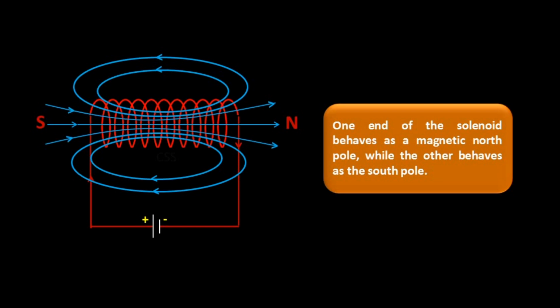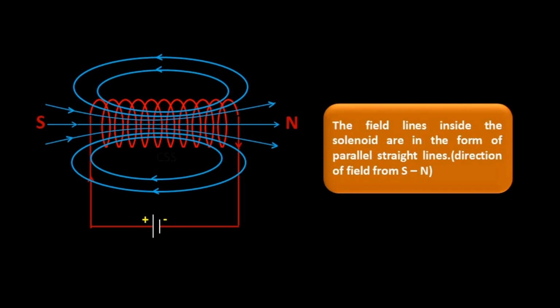One end of the solenoid behaves as a magnetic north pole, while the other end behaves like a south pole. It is similar to a bar magnet. The field lines inside the solenoid are in the form of parallel straight lines. They are almost parallel to each other inside the solenoid.